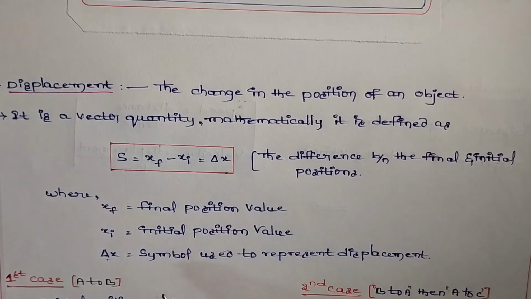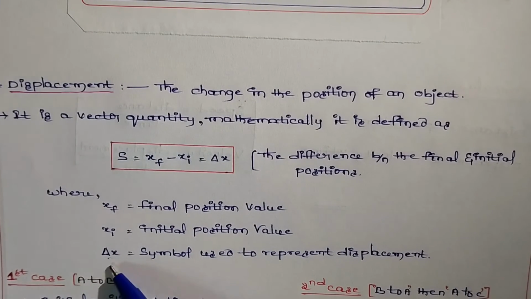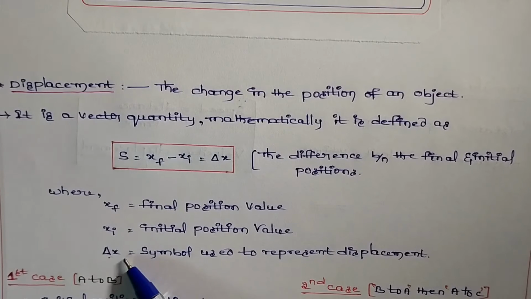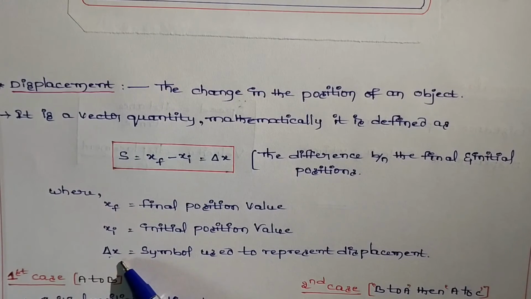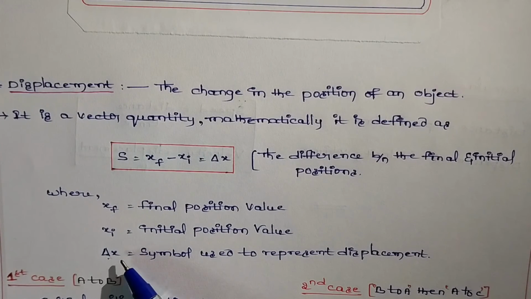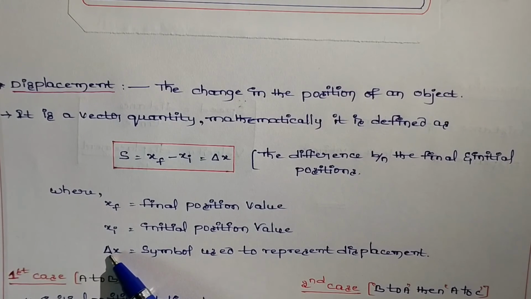Here this triangle symbol is a Greek capital letter delta. It is used in physics to represent the change in a variable. Variable means it is continuously changing, and constant means it won't change. This triangle symbol is used in physics to represent a change in a variable. It is also nothing but delta.